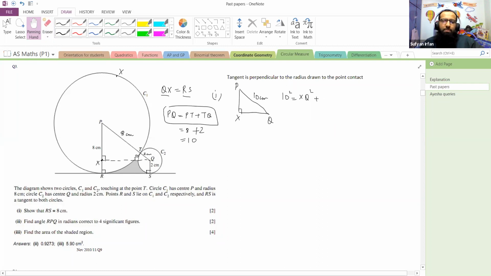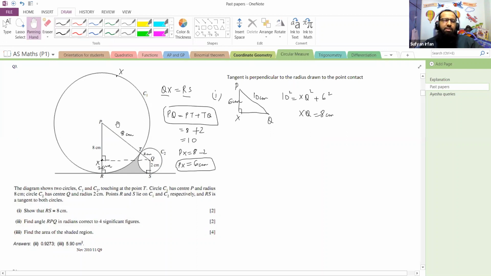XR is equal to QS because it's a rectangle. So now we know that XR is also 2 centimeters. So if XR is 2 and PR is 8, then PX would be 8 minus 2, 6 centimeters. So PX is 6 centimeters. So this means this is 6 centimeters. So XQ square plus 6 square, and then the XQ would be 8 centimeters, right?